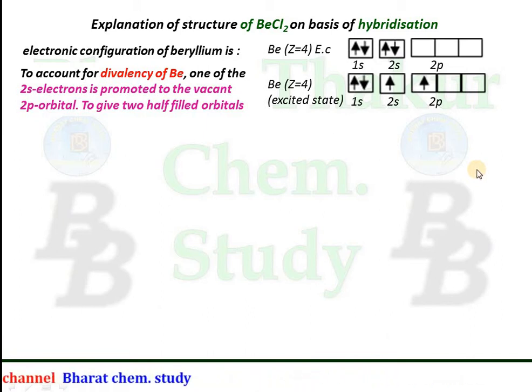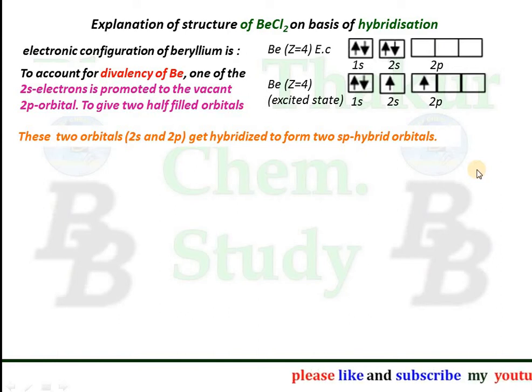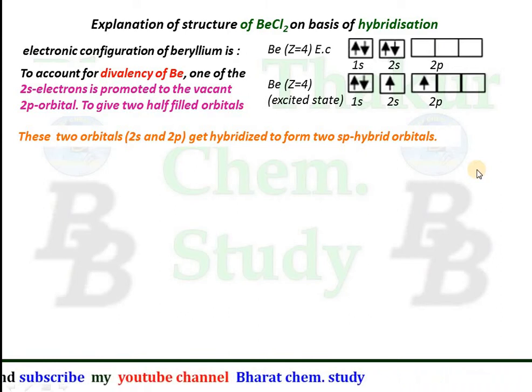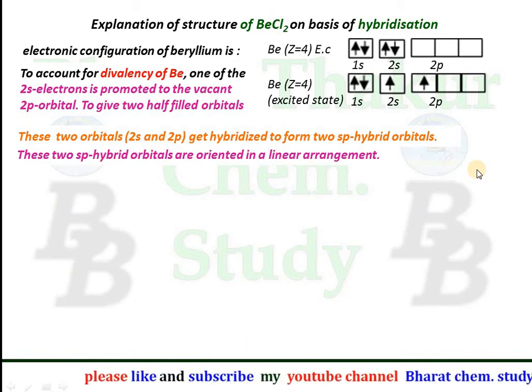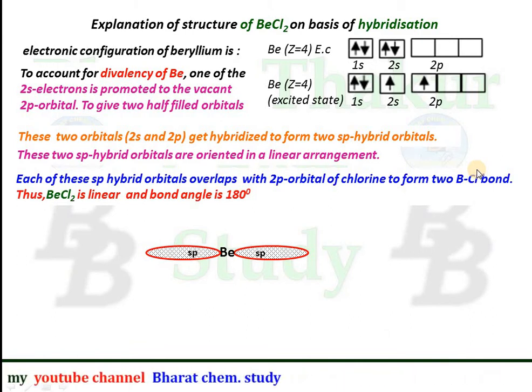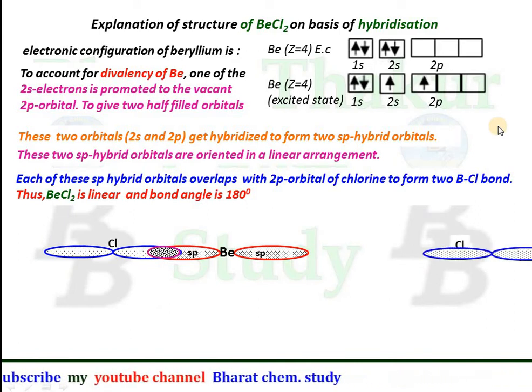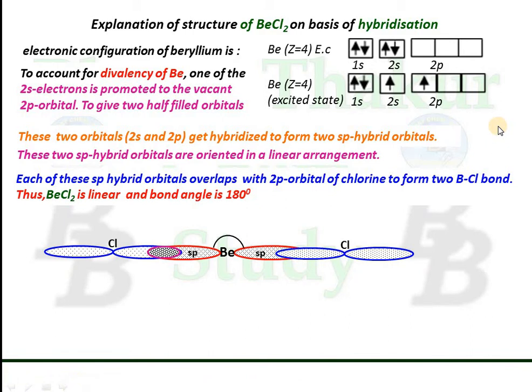Now we have already calculated separately in rough work that BeCl2 will have sp hybridization. That means one 2s and one 2p orbital get intermixed in the case of BeCl2. So we are going to write that: in the formation of beryllium chloride, one 2s and one 2p orbital get hybridized to form two sp hybrid orbitals. These two sp hybrid orbitals are oriented in a linear arrangement like this. Each of these sp hybrid orbitals of beryllium overlaps with a 2p orbital of a chlorine atom to form two Be-Cl bonds like this. And therefore BeCl2 has linear geometry with each Cl-Be-Cl bond angle of 180 degrees.